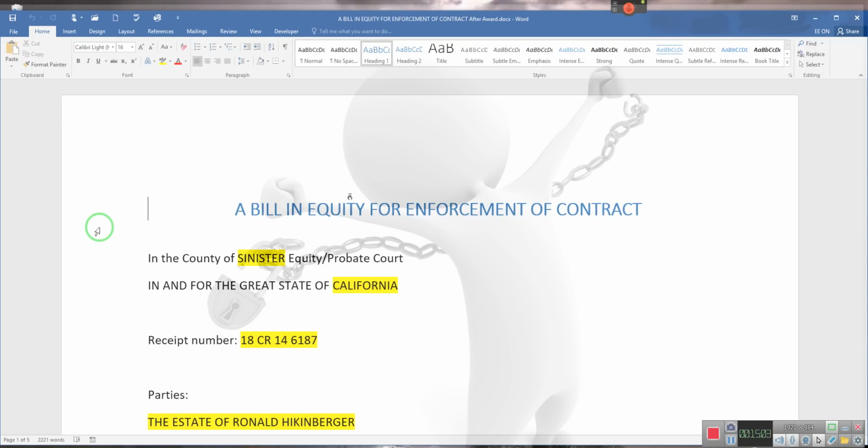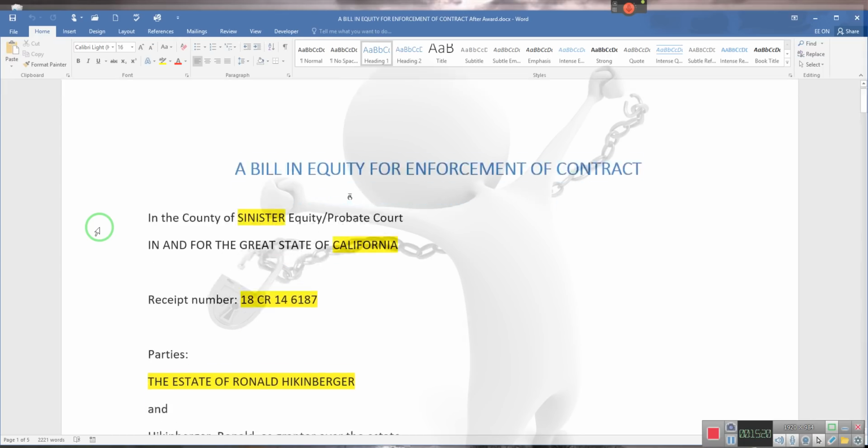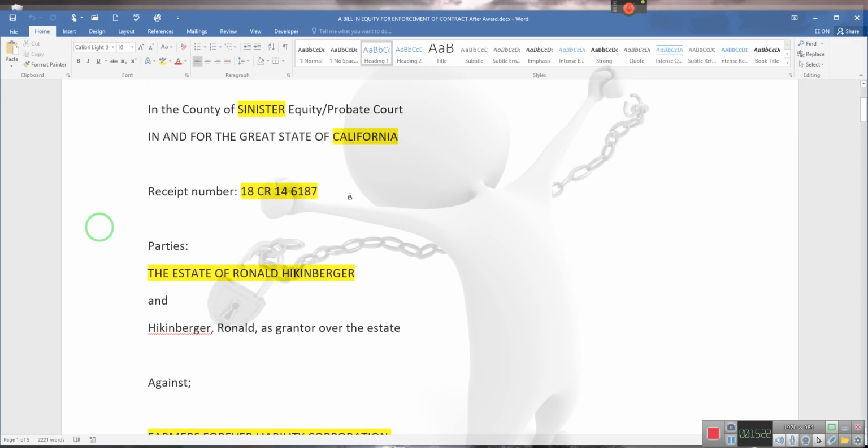All right, let's get back to the bill in equity for the enforcement of the contract, because that's what we're concerned about, ladies and gentlemen. After you get your arbitration award confirmed, that's why I came up with the idea about a jury trial. After you get your arbitration award confirmed by an arbitrator, you're going to go into court and you're going to do a bill in equity because you want to be in, pay attention, equity court.